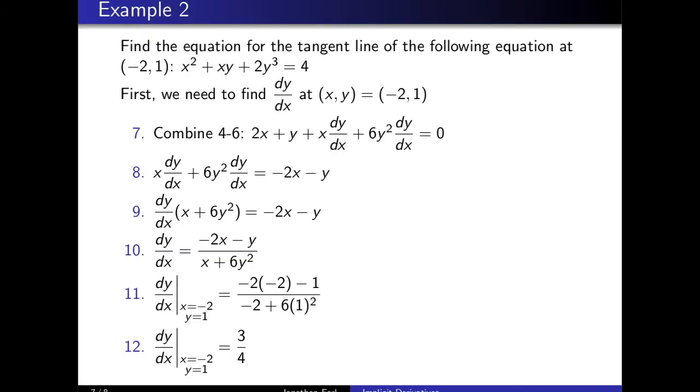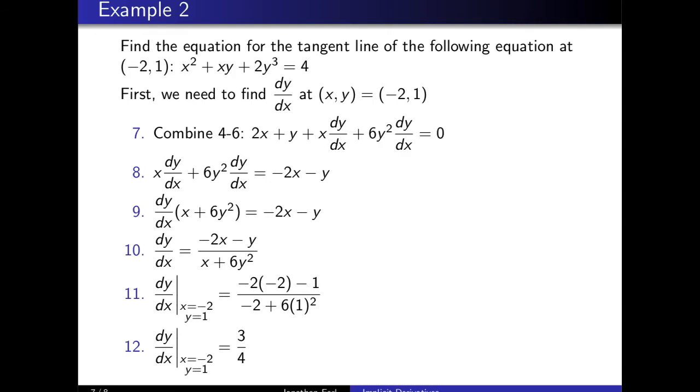Okay, so we'll go and move the two terms that don't have a dy by dx over to the right-hand side, and then factor a dy by dx out of both terms on the left. So we get dy by dx times x plus 6y squared, and it's equal to minus 2x minus y. Now what we want to do is just divide both sides by the x plus 6y squared. So that tells us that dy by dx is minus 2x minus y all over x plus 6y squared.